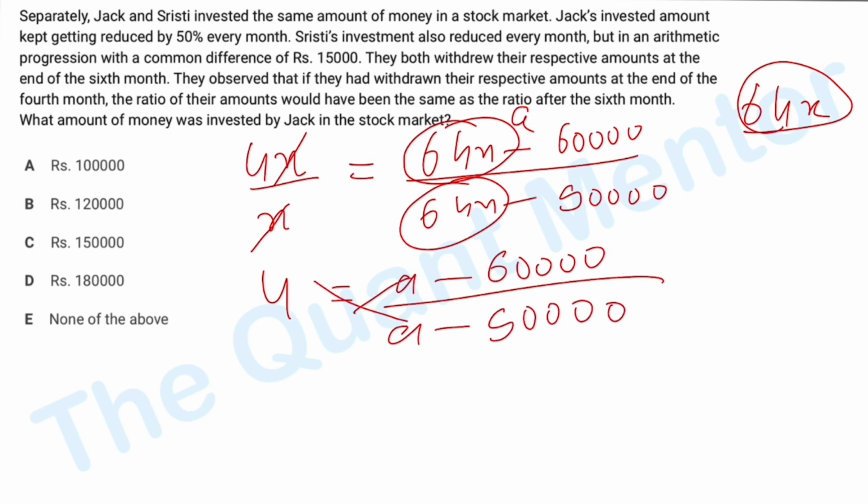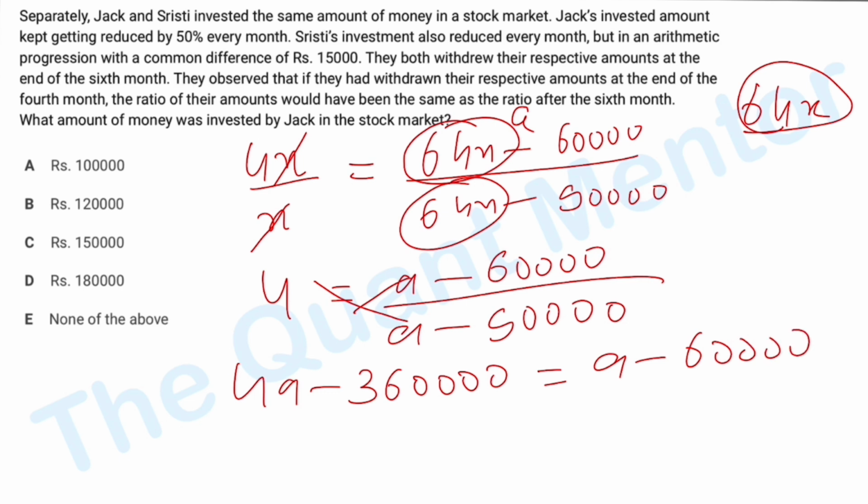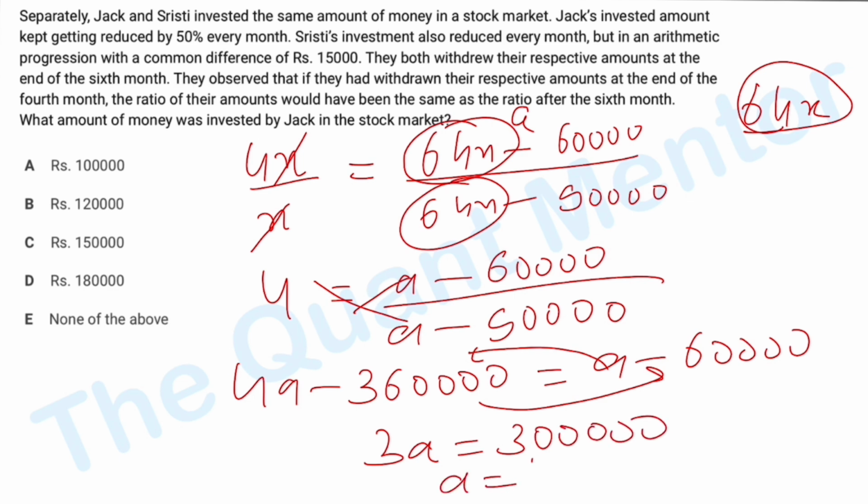Okay, cross multiplying, we will get 4a minus 4 into 90, which is 3,60,000, is a minus 60,000. A on that side, 360 on the right hand side. We have 3a is 3 lakh, or a is 1 lakh. And that's the answer to our question. What was the amount of money invested by Jack or Srishti in the beginning? The answer is option A, that is 1 lakh rupees.